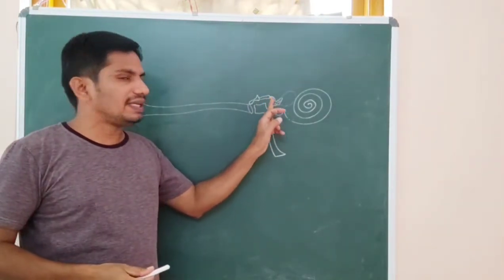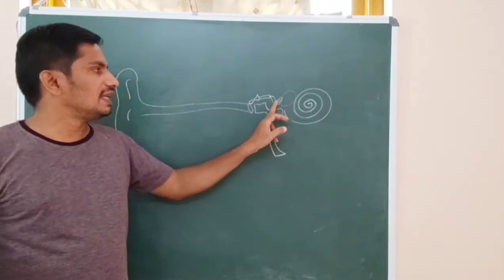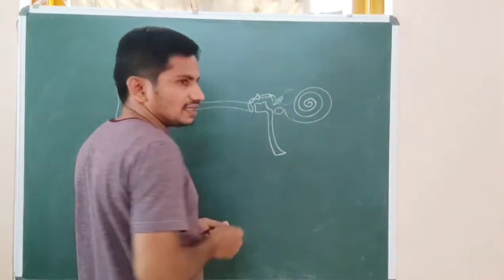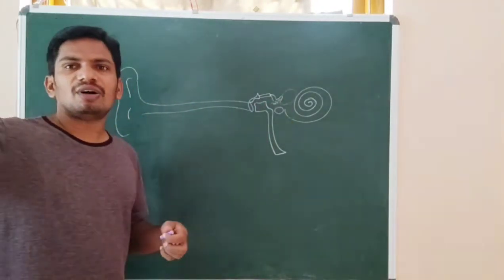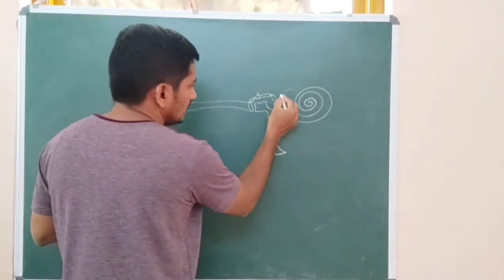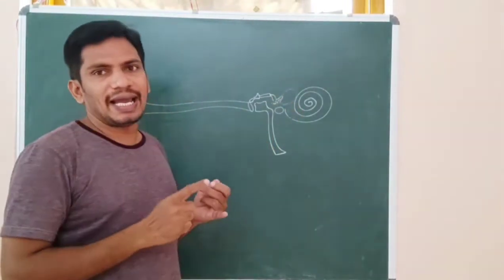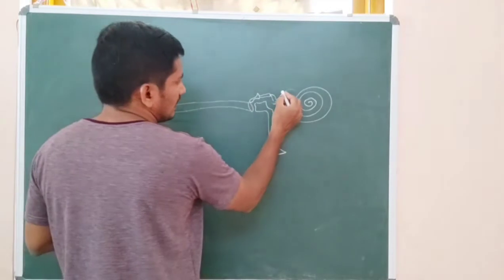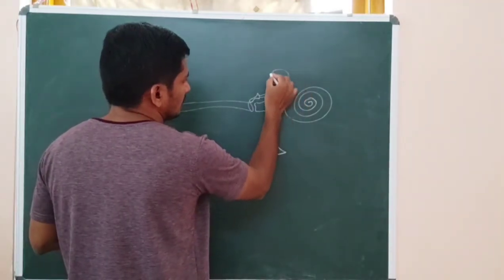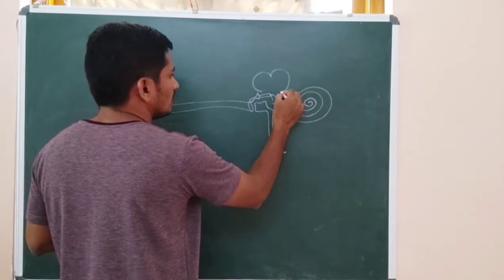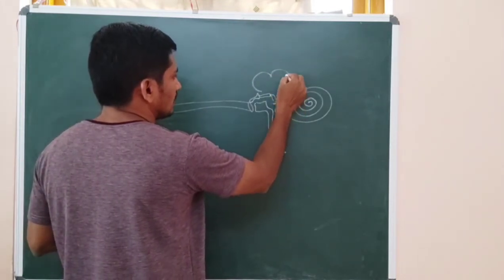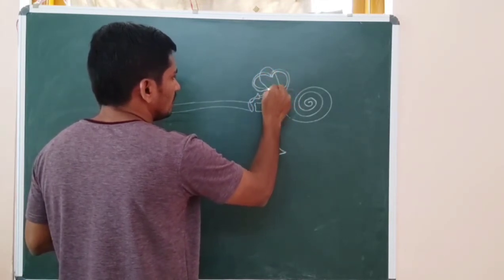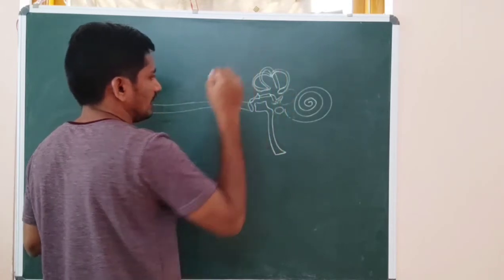MIS: S is the stapes, which is the smallest bone. Now here you can find, anteriorly, posteriorly, and horizontally, three semicircular bony structures. We call these the semicircular canals. Here are two and here is the one. These are the semicircular canals.